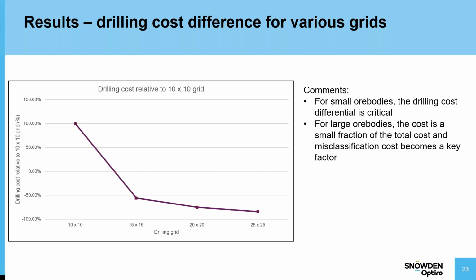You can see that the 15 by 15 cost is only 48% of the cost of the 10 by 10. After that, it gets a little bit less variable. So going from 10 by 10 drilling to 15 by 15 drilling, we have a huge drop in cost. The question is, is that drop in cost offset by the increase in revenue, or net revenue, that we get?